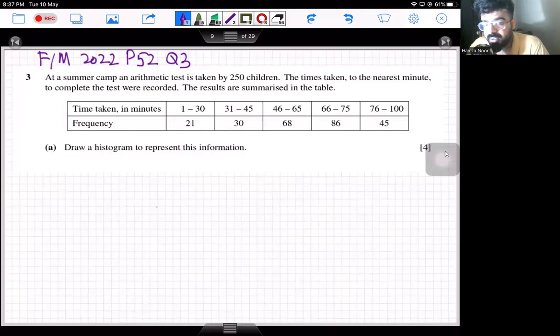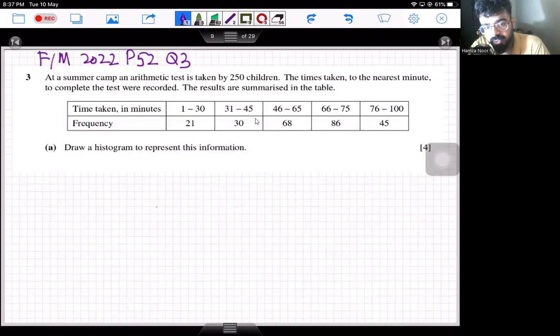So here we have the interval, we have the group data. And as you can see, there are gaps between the data. You need to reduce the gap as well because the requirement is to draw a histogram. Here we have the corresponding frequencies 21, 30, 68, 86, and 45 respectively. In order to make the histogram, the data must be made continuous. So we need to reduce the gaps over here.